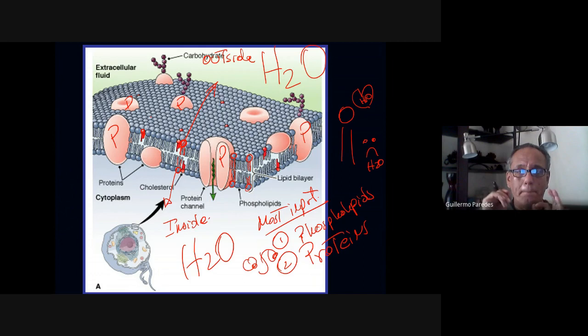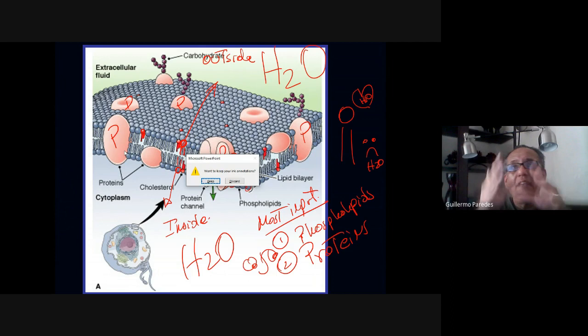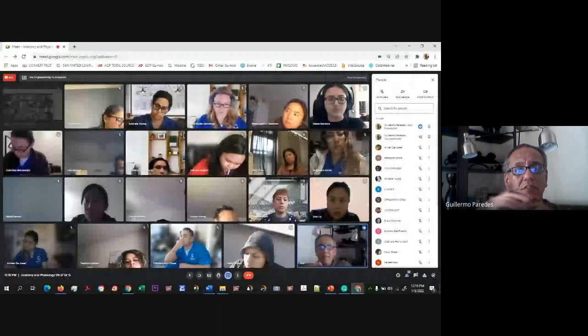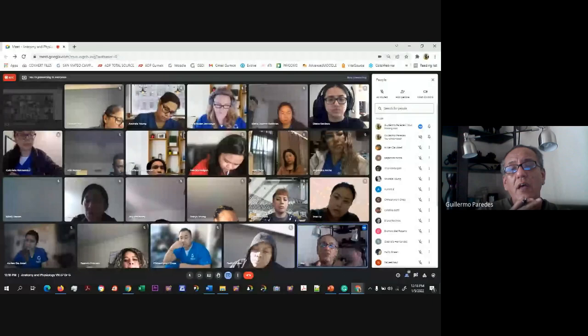Period. Question. Why do we have cholesterol in the cell membrane? We have cholesterol in the cell membrane because the cell membrane is very wavy. It's very flexible, very elastic. And the cholesterol is actually an element that is hard. It's going to be giving some consistency to the cell membrane. So cholesterol is fat.